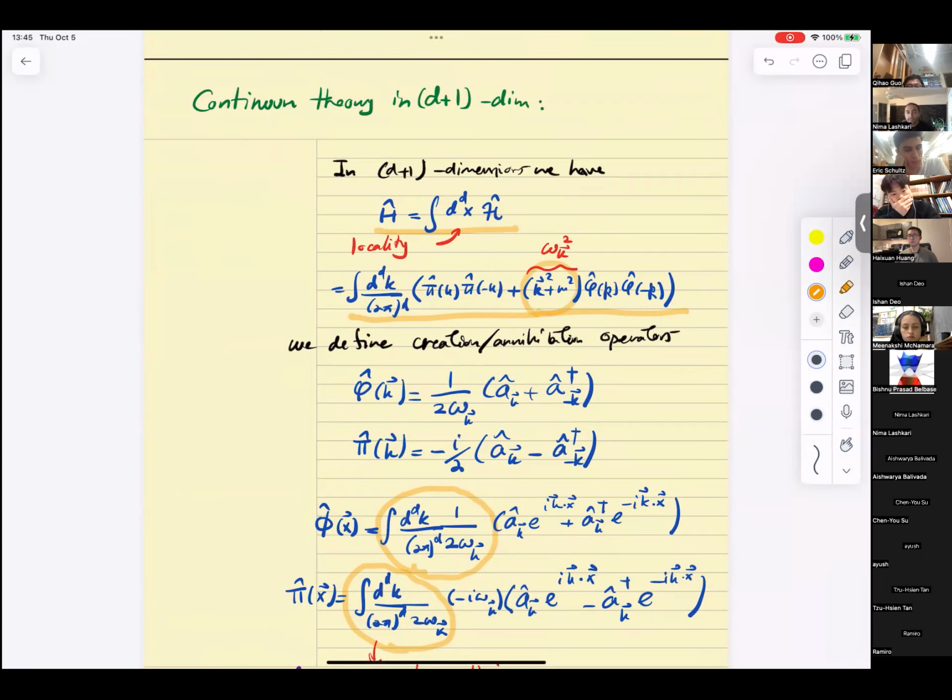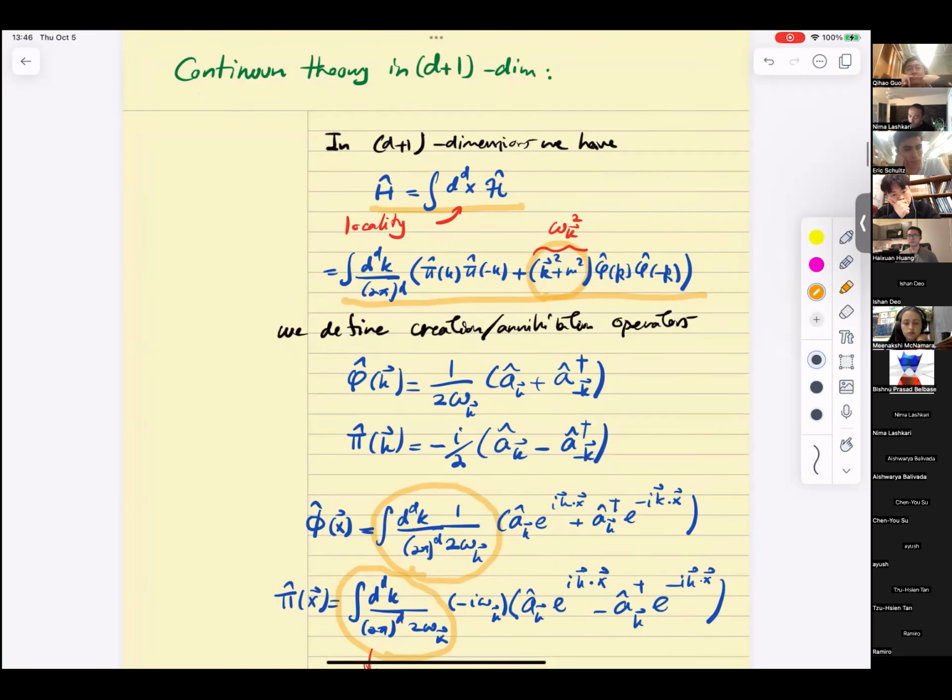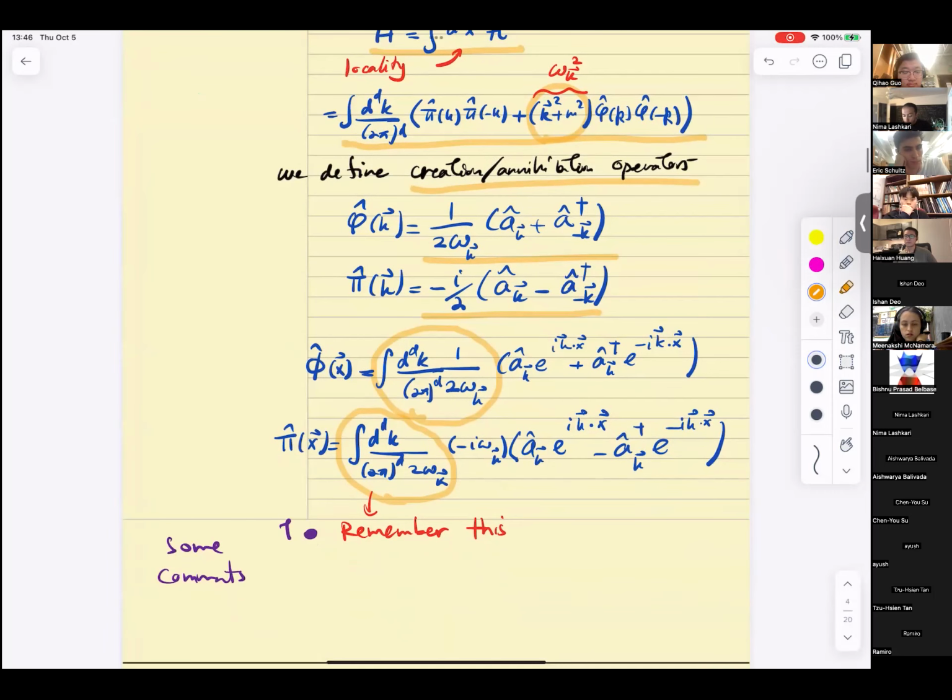This k squared plus m squared is your dispersion. Omega_k is basically the energy, the frequency here, right? So we define the creation and annihilation operators this way. This is the standard definition, right? For each mode k, we define creation and annihilation operators associated with the field and its canonical conjugate. Now that we did that, we expand phi of x, which is the Fourier transform of phi_k, and this guy is a Fourier transform, in terms of these creation and annihilation operators, and we get these formulas.